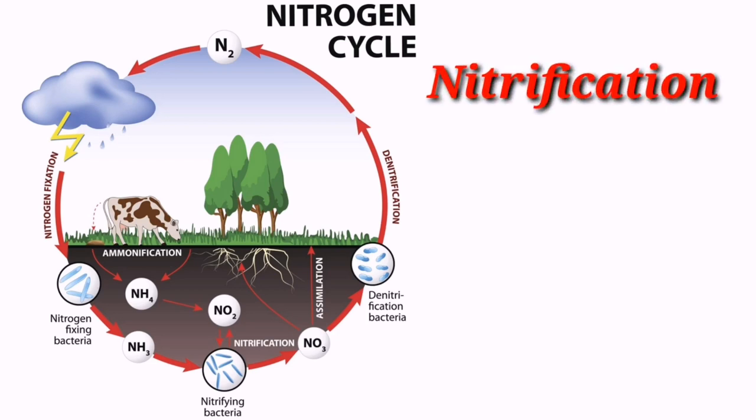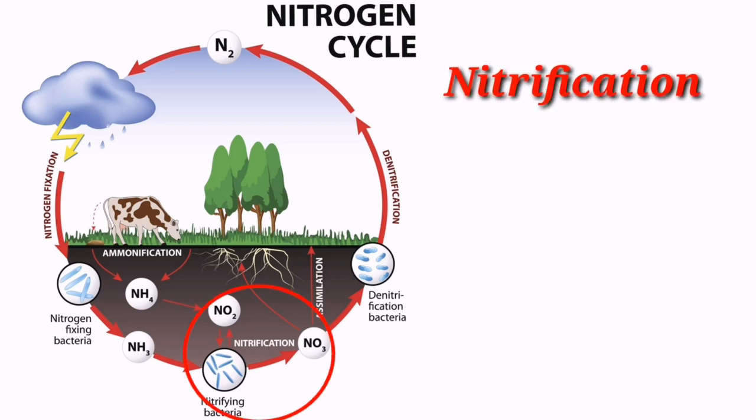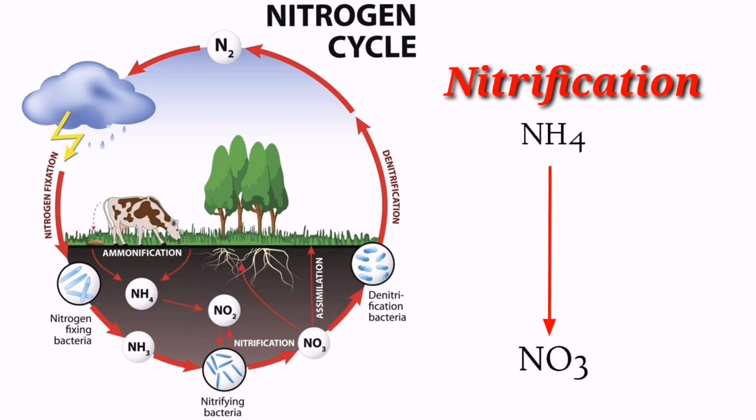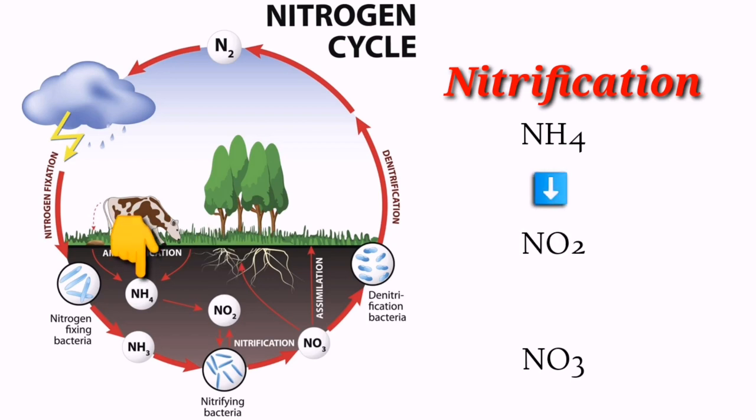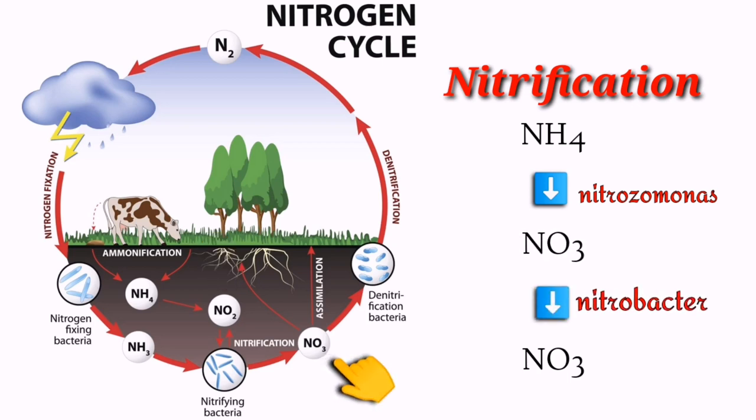The next step is nitrification. In this process, the ammonia is converted into nitrate by the presence of bacteria in the soil. Nitrites are formed by the oxidation of ammonia with the help of Nitrosomonas bacterium species. Later, the produced nitrites are converted into nitrates by Nitrobacter. This conversion is very important as ammonia gas is toxic for plants.